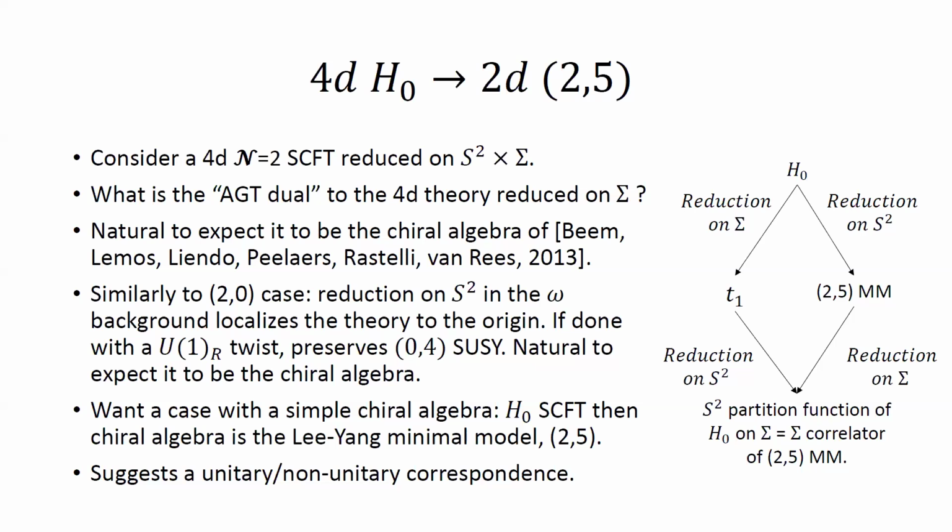Yeah, I'm still confused. If you reduce H0 on the sphere, and if you reduce H0 on the torus genus G, you always get the same T1. That's what you're saying? No. So T1 does depend on sigma. T1 depends on sigma, yes. Okay, so that was my question. I'm saying that the S2 partition function of T1 is the sigma correlator of the chiral algebra. So changing sigma will first change T1, and therefore change the S2 partition function, but it will also change the sigma correlator. Yeah. Okay.